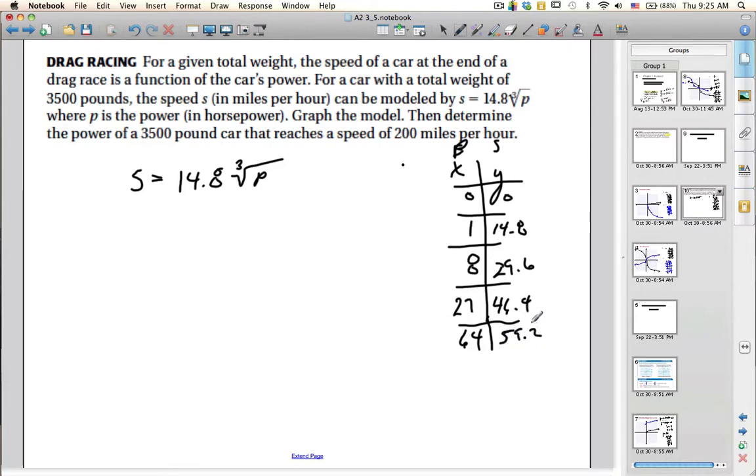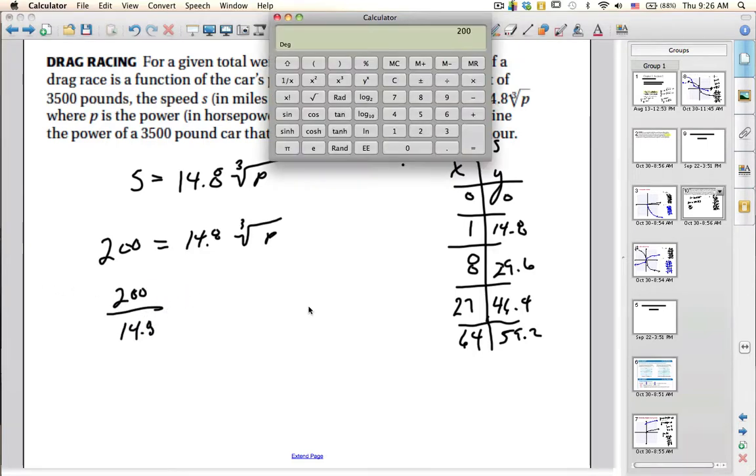So we're moving along, but you can see we're not really getting to the 200. If I want to solve specifically for the 200, I would set 200 as my speed equal to 14.8 times the cube root of P. I would take 200 and divide it by 14.8. And that gives me 13.51.